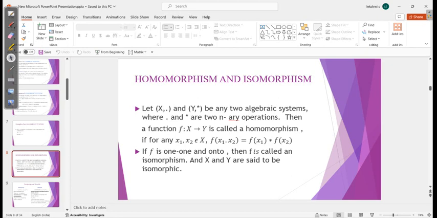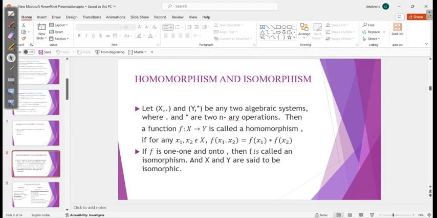Let x under multiplication and y under star be any two algebraic systems. That means x is a set with the binary operation dot (multiplication), and y is another set with a binary operation star. So these are the two algebraic systems. Then we define a function f from x to y. It is called a homomorphism.